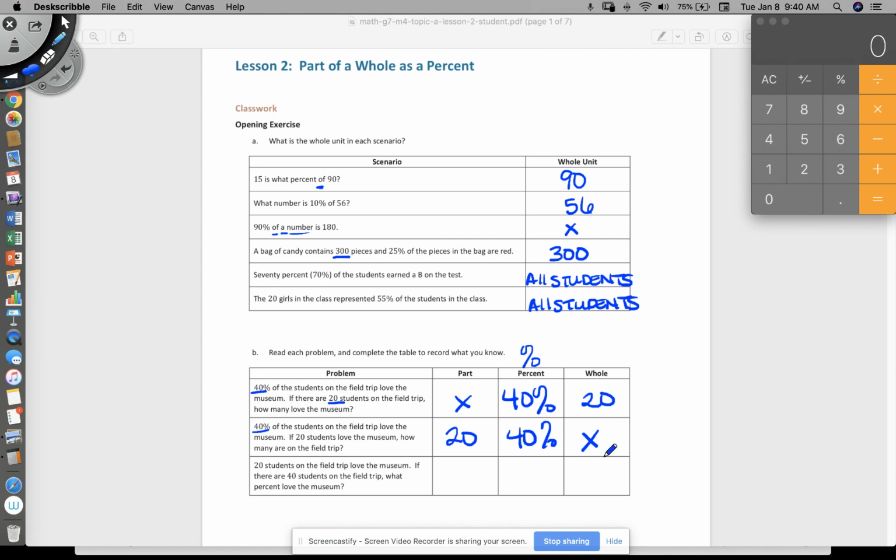20 students on the field trip love the museum. If there are 40 students on the field trip, what is the percent? Well, that's an easy one. Look right there. What percent? So there's your x right there. 20 will be your part and 40 is your whole because that's your whole number of students in the class. All right, let's go on to the next one.